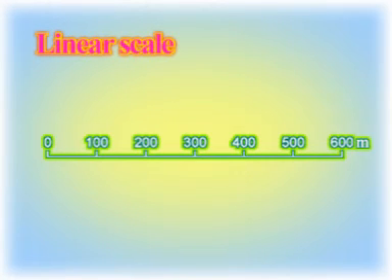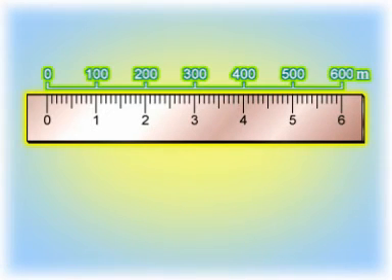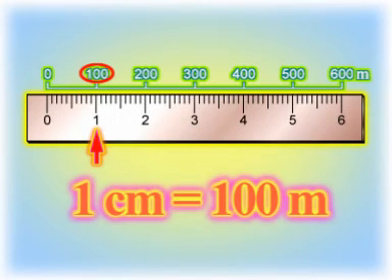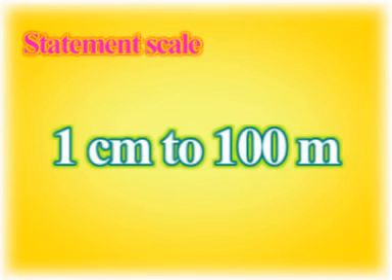This is a linear scale. We can put a ruler under the linear scale, then find out the actual length as shown by 1 centimetre. 1 centimetre represents 100 metres. Then we write down the scale in the statement scale. The answer is 1 centimetre to 100 metres.